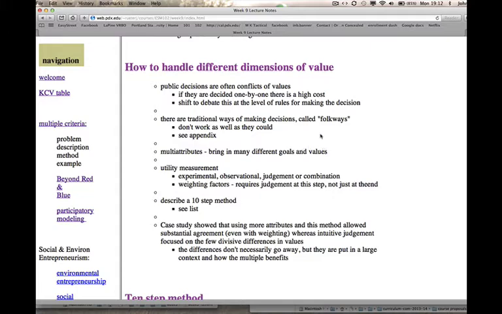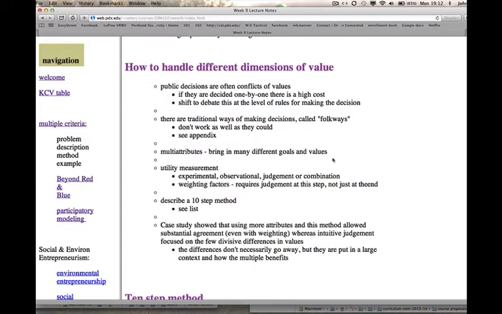There are traditional ways of making decisions called folkways. I'm going to talk about that in a little bit, and we often think that these traditional decision-making systems must have worked, but often we'll see now that in a complex situation, they just aren't applicable.